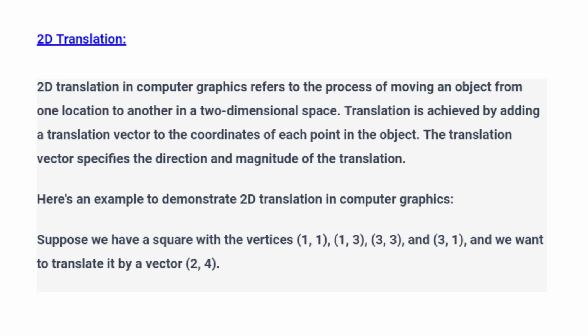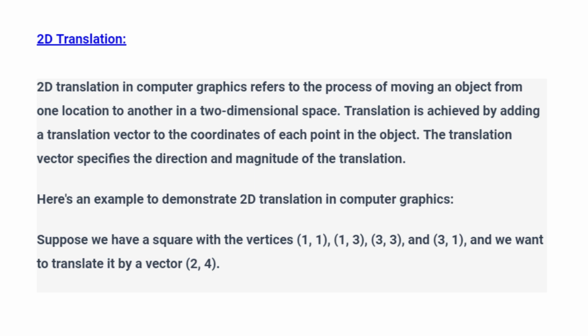2D translation. 2D translation in computer graphics refers to the process of moving an object from one location to another in a two-dimensional space. Translation is achieved by adding a translation vector to the coordinates of each point in the object. The translation vector specifies the direction and magnitude of the translation. Here is an example to demonstrate 2D translation in computer graphics.